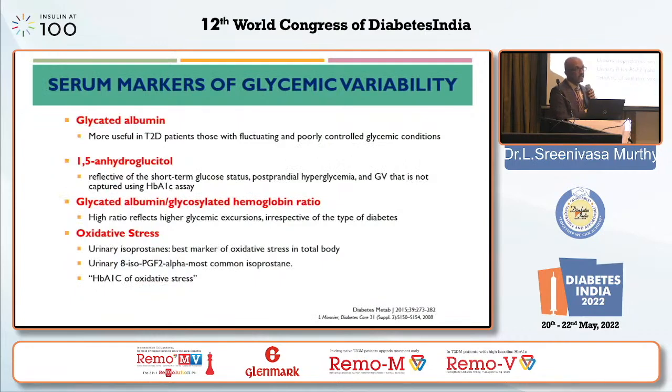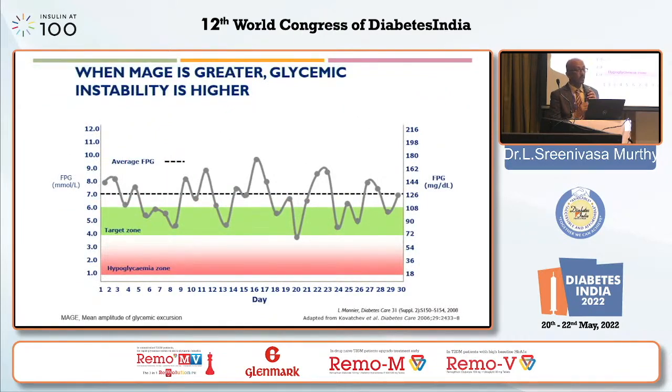So the serum markers of glycemic variability are these. Again, in routine clinical practice, we use only the A1C part, which is more common, and all these are seldom used in clinical practice. So the MAGE, or the mean amplitude of glycemic excursions, when it is more, the glycemic instability is higher. That is what it means.